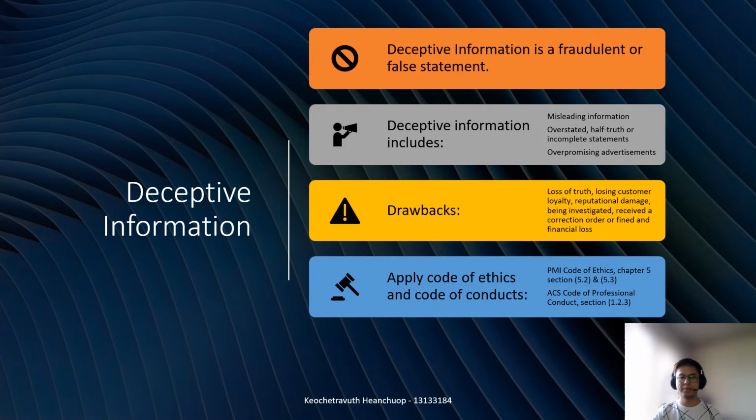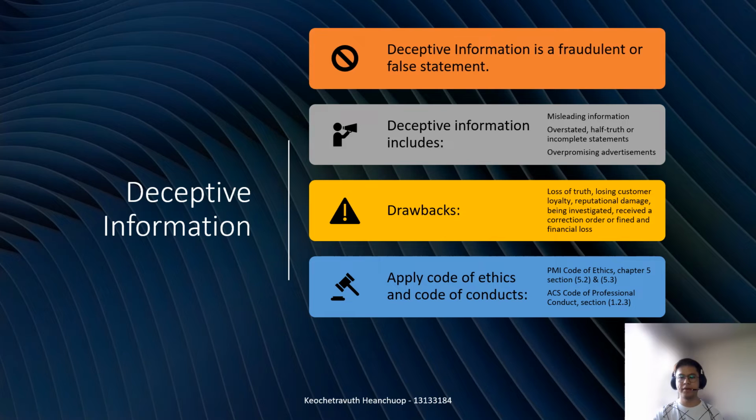Last but not least, deceptive information is a fraudulent or false statement. It may include, but is not limited to, misleading information, overstated statements, overpromising advertisements, and incomplete claims. The drawbacks are loss of trust, losing customers' loyalty, reputational damage, financial loss, and so on.